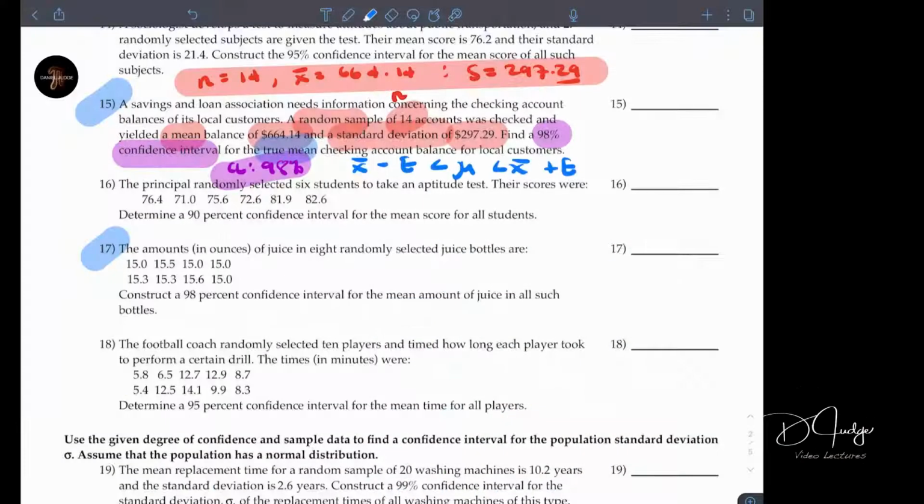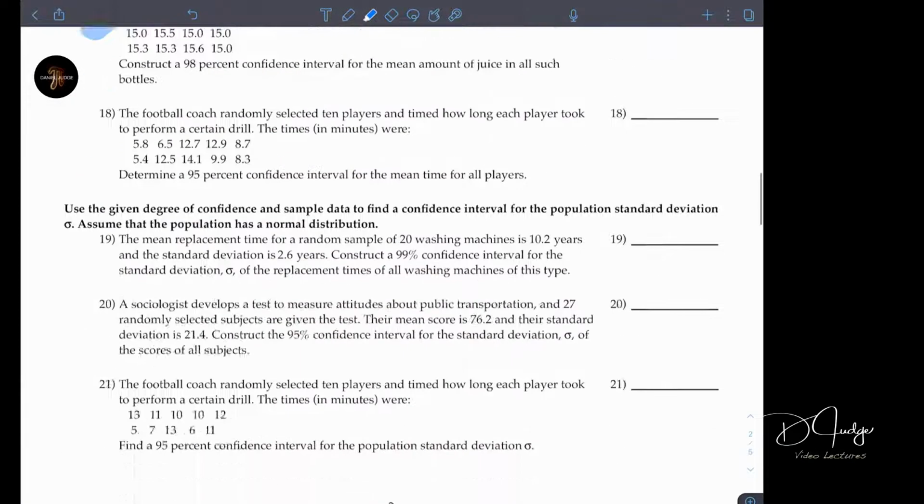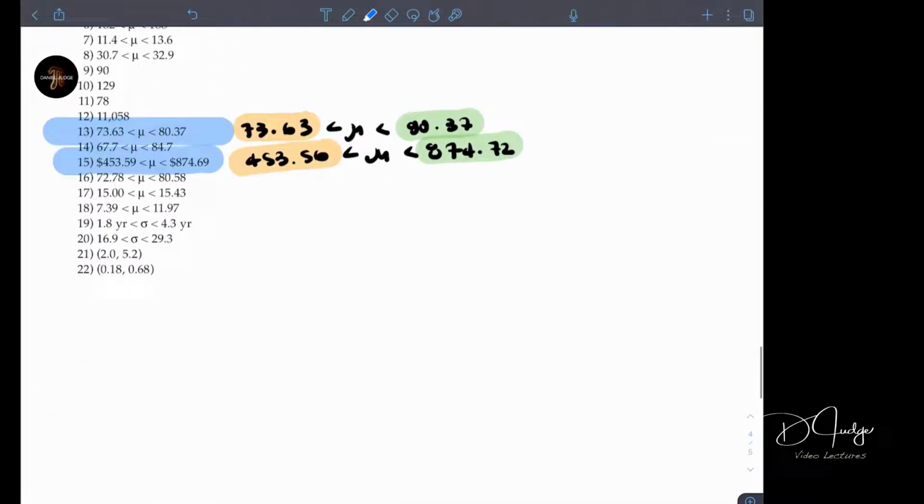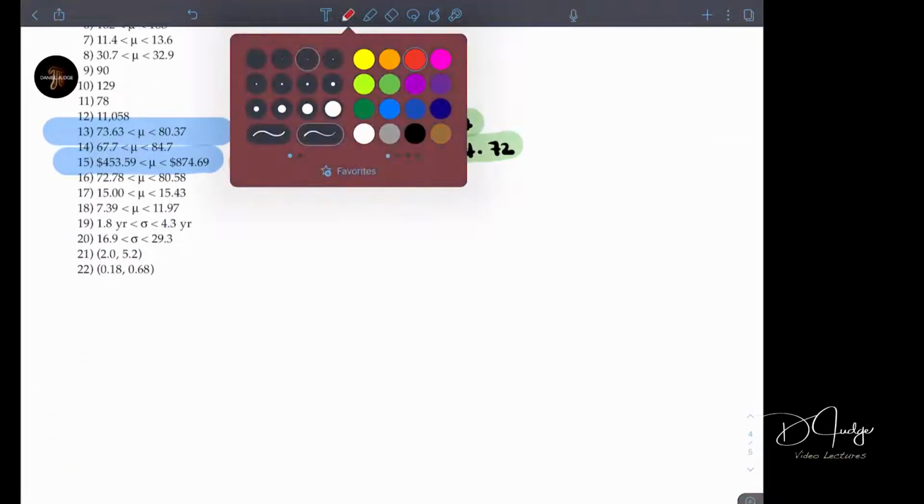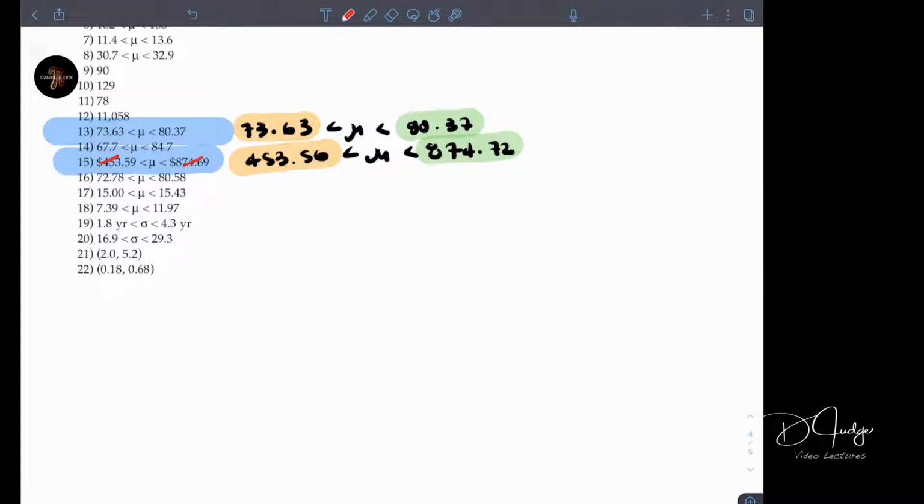Let's go to the iPad. 15. Say, Mr. Judge, they're off by a couple of pennies. Okay. I'm going to erase this. All right, let's go to the next one.